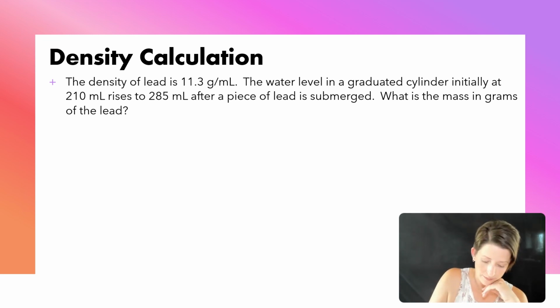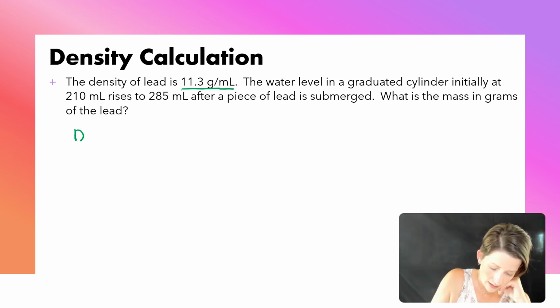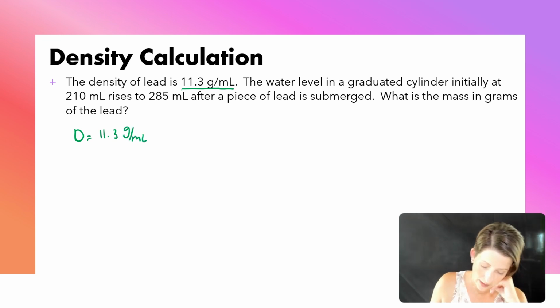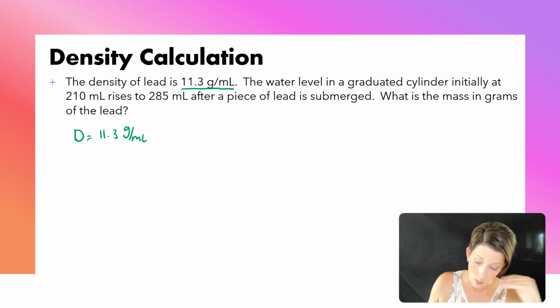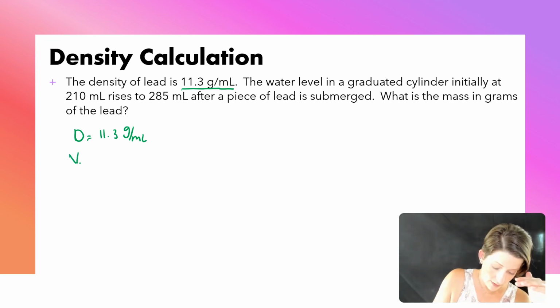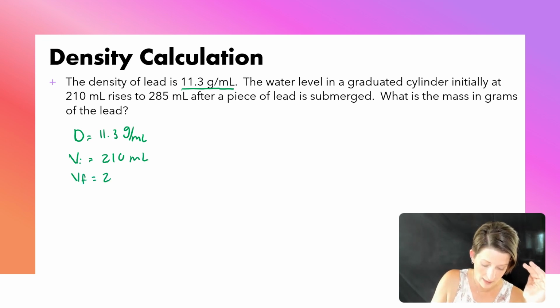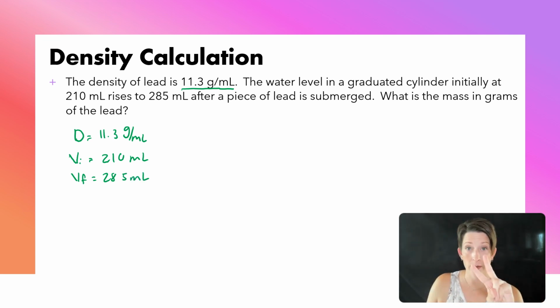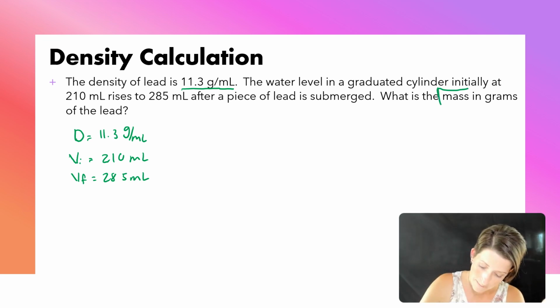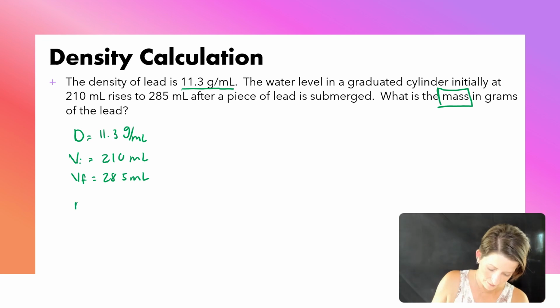All right, what do we know? We know that the density of lead is 11.3 grams per milliliter. We know that the water level initially, so our volume initial, is 210 milliliters, and it rises to 285 milliliters. This means, the fact that we were given 2 volumes, that this is a water displacement method. What am I looking for? Mass of my lead.